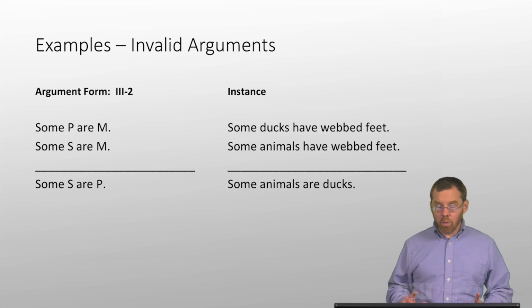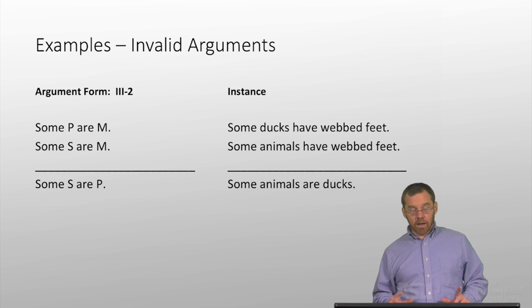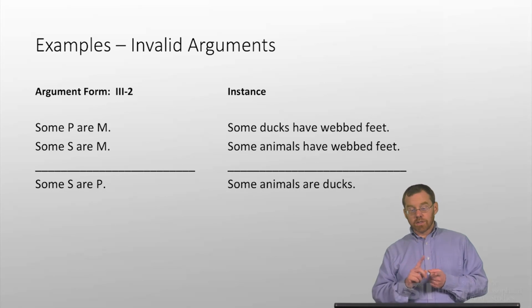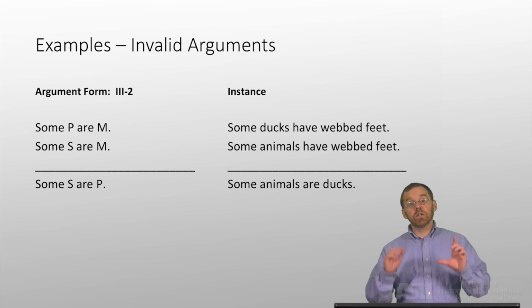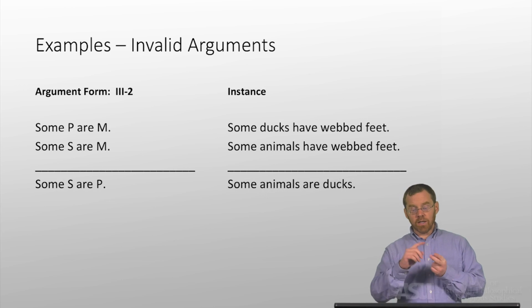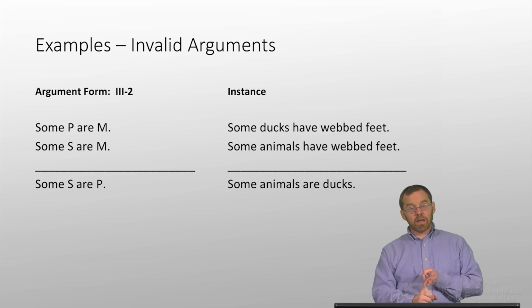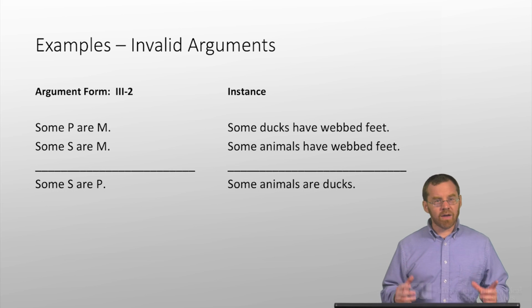Now, here was one of the instances we gave of III-2. Some ducks have webbed feet, some animals have webbed feet, therefore some animals are ducks. Now notice, this has true premises and a true conclusion. So you might be asking, what makes it invalid?